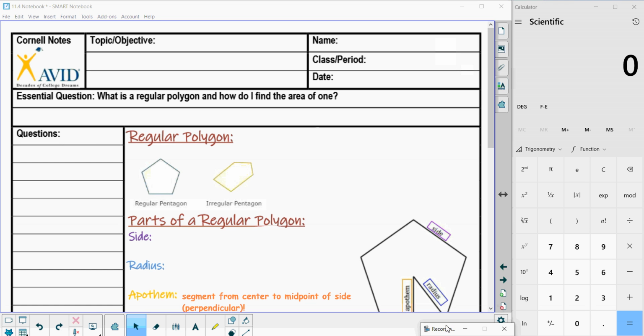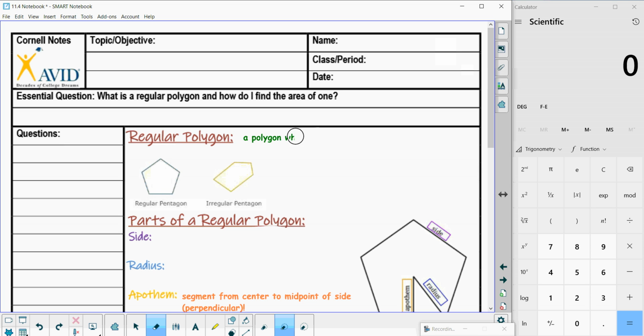It's Miss Marcus. I'm going to talk through today's set of notes. Our topic is regular polygons as our basis. Our essential question is: what is a regular polygon and how do I find the area of one? Okay, and so let's define regular polygon.